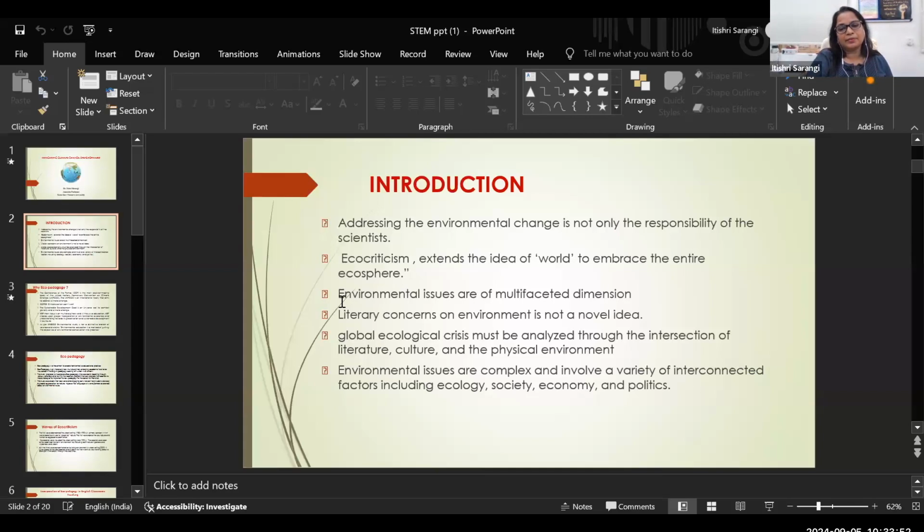Environmental issues are of multifaceted dimensions. And the first law of ecology states that everything is connected to everything else. So it takes an art-centered approach to literary studies, and it also considers the interconnectedness of the living beings and the environment, and how literature and culture reflect and interact with the natural world.